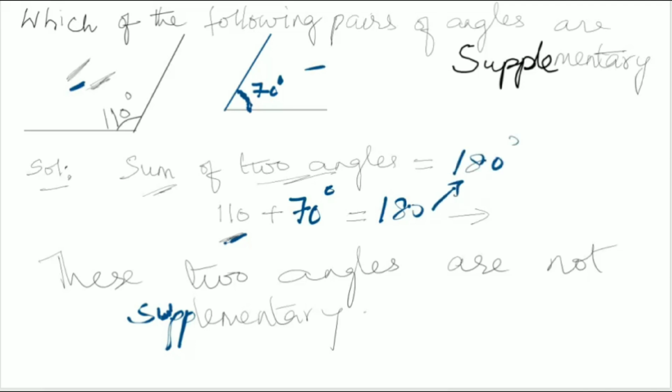So this and this is same. So what we can say, these two angles are supplementary angles. Since the sum of two angles is equal to 180 degrees, 110 plus 70 is equal to 180, we will say these two angles are supplementary angles.